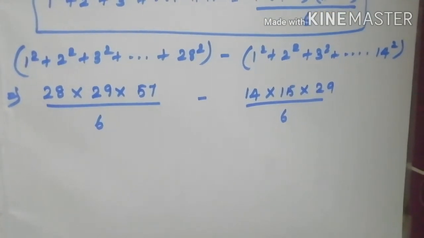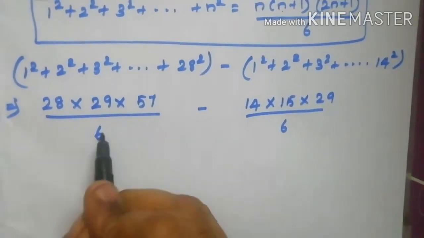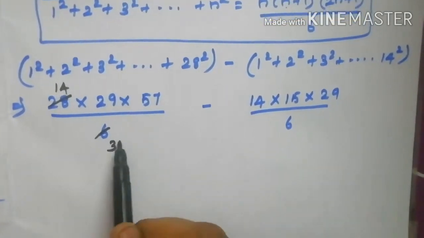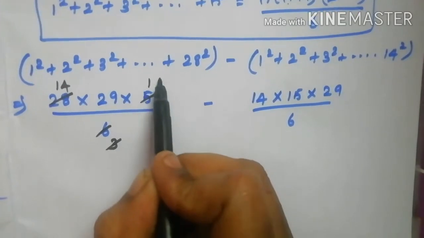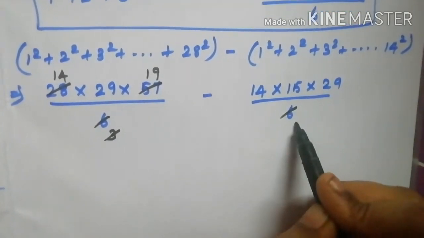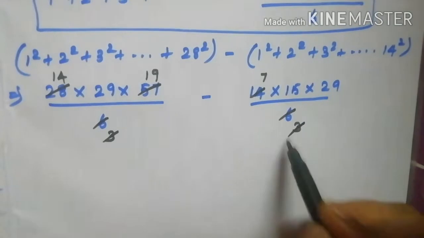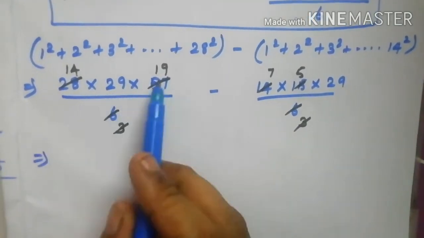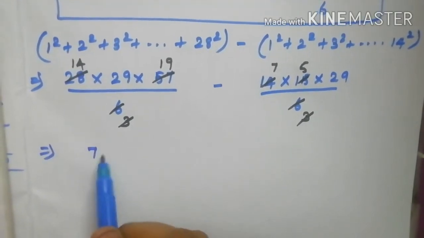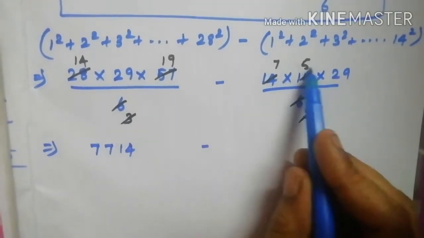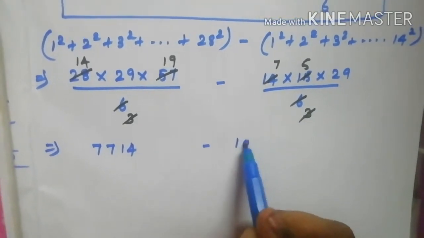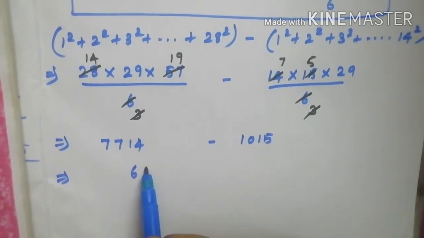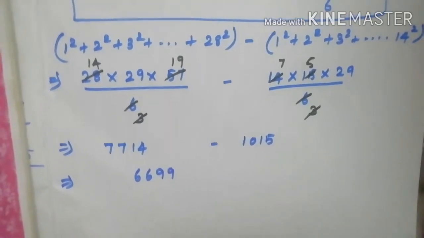Now we cancel. In the 2 table, 2 14s are 28, 2 3s are 6, so 7 times here, and 5 times here. So when we multiply, we have the answer 7714, minus, here multiplying we have the answer 1015. Here subtracting, we have the answer 6699.